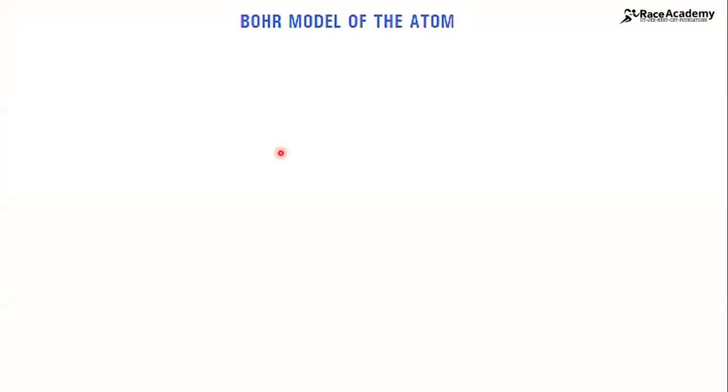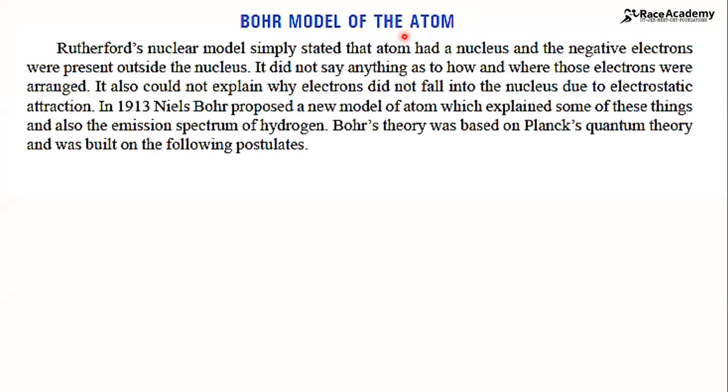We're going to discuss Bohr's model of atom in the beginning. Rutherford's nuclear model simply stated that the atom had a nucleus and the negative electrons were present outside the nucleus. They did not say anything about how and where those electrons were arranged. It also could not explain why electrons did not fall into the nucleus due to electrostatic attraction. But in 1913, Niels Bohr proposed a new model of atom, which explained some of these things and also the emission spectrum of hydrogen.